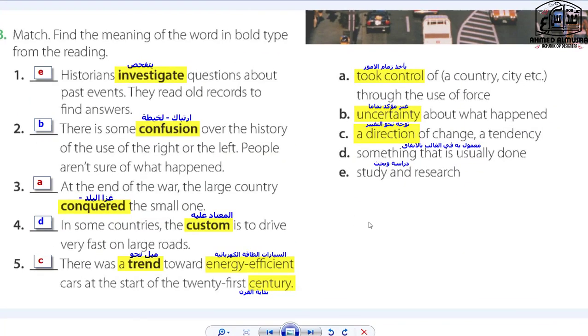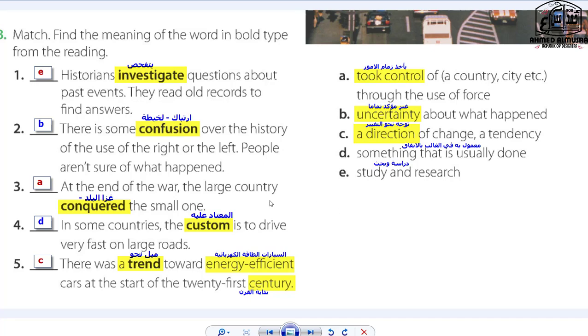Question B. Match and find the meaning of the words in bold type from the reading. Number 1. Historians investigate questions about past events. They read old records to find answers. Now this is E. Study and research, because historians investigate.